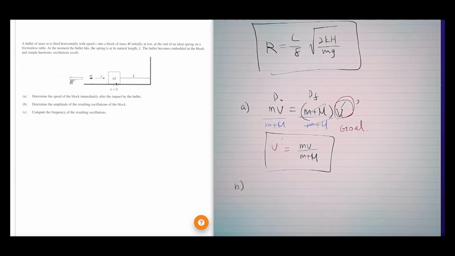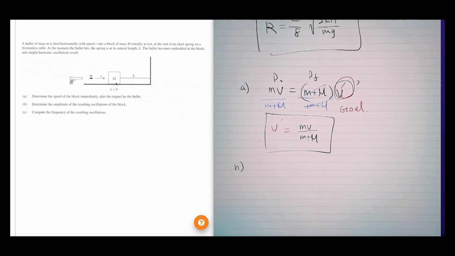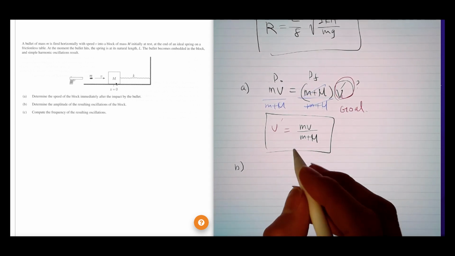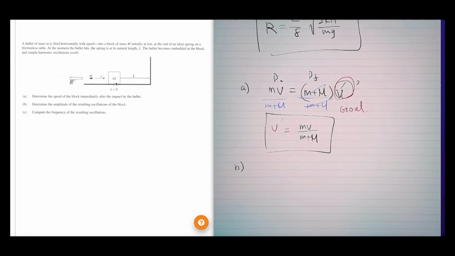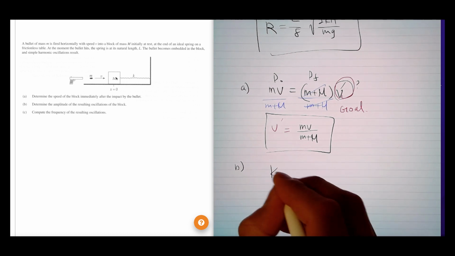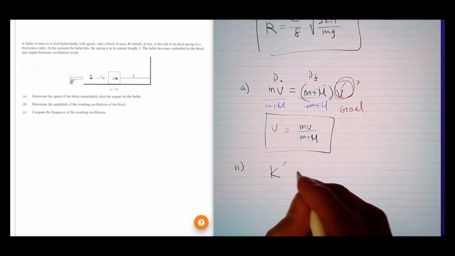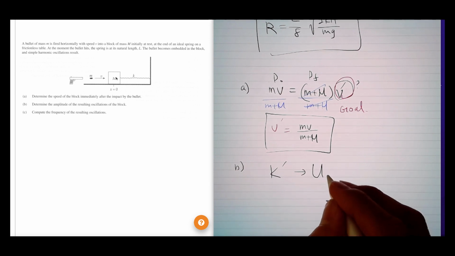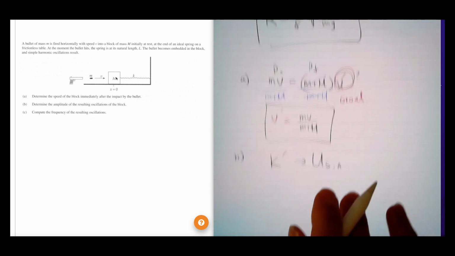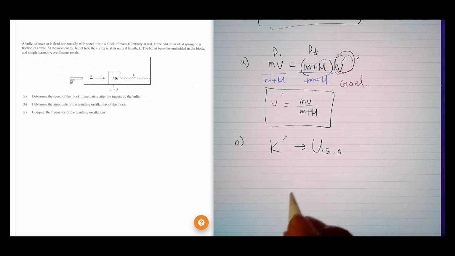For part B, determine the amplitude of the resulting oscillation of the block. Okay, let's find the amplitude. So the amplitude will be determined after the bullet hits the block M. So the entire kinetic energy after the collision should be converted entirely to the spring potential energy at the amplitude, or maximum.